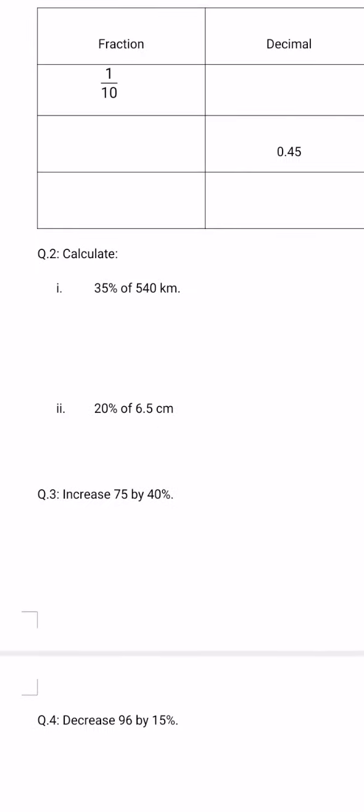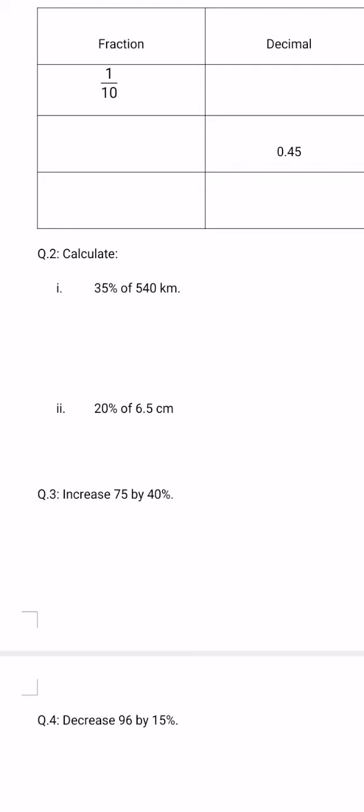Well, now in question number 3, increase 75 by 40%. I have told you two methods to do this question. One way is, first of all, calculate 40% of 75, in the same way as we did the calculations for question number 2. And then you add that amount to 75 because it is increased, and you get your answer. The direct way is to multiply 75 by 140 and divide it by 100, and you directly get your answer. That's the direct way.